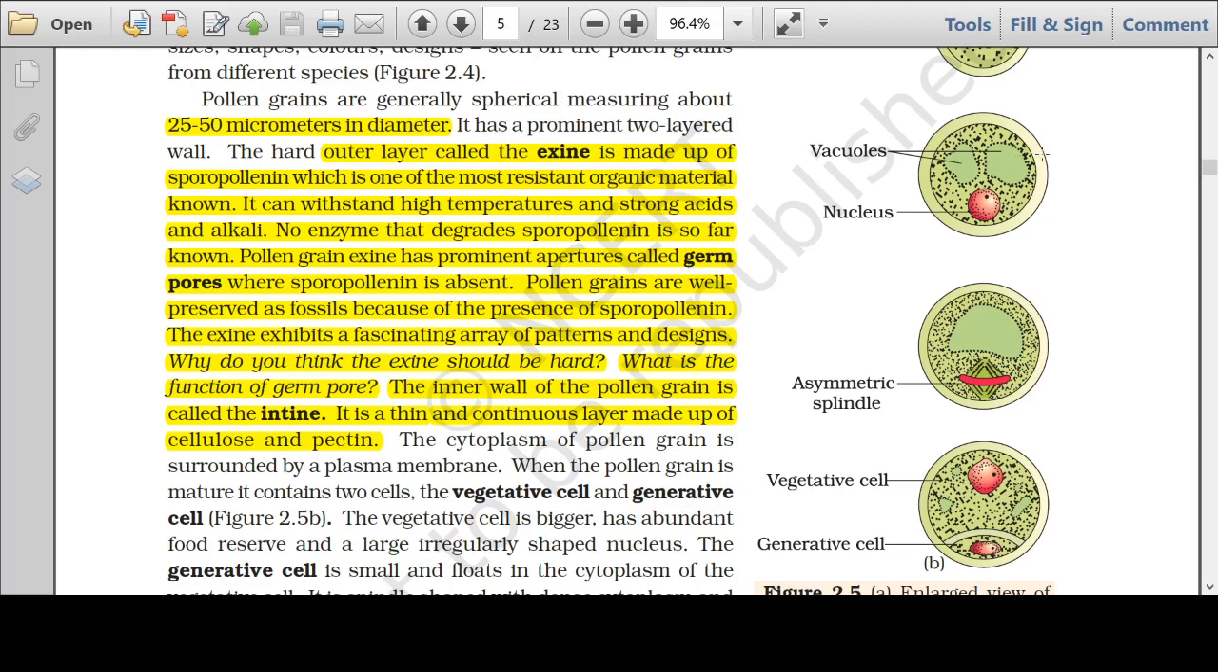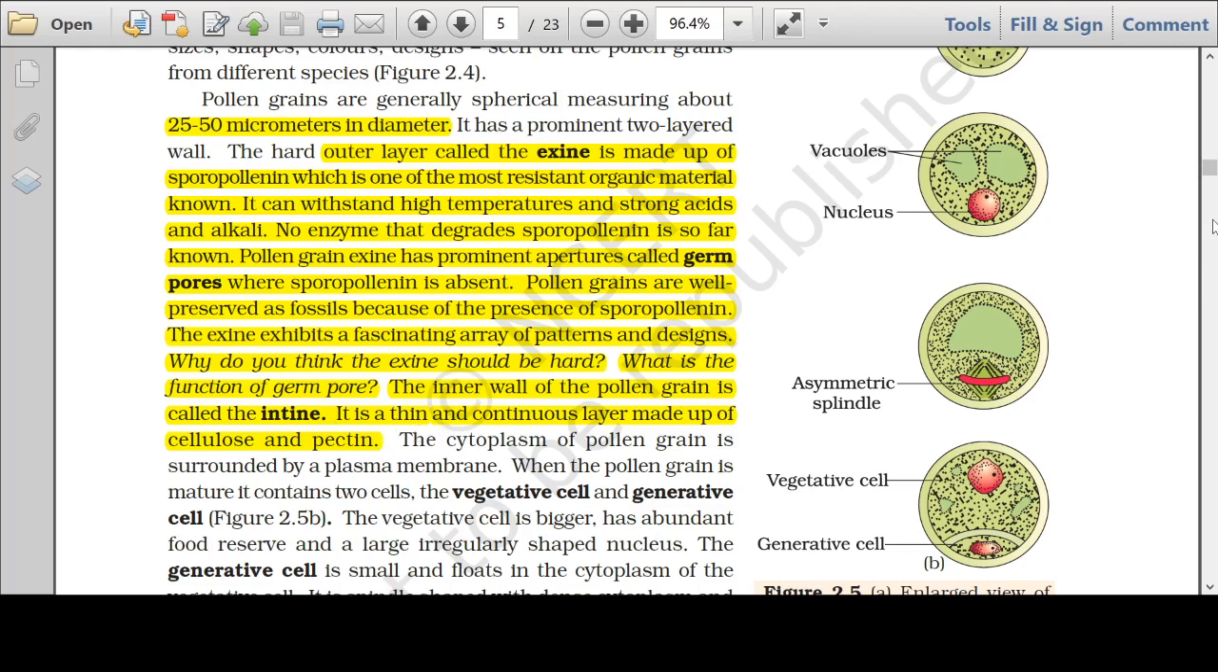Next to the exine is the intine, which is the inner layer. These are the two walls, or the two layers, of a pollen grain: exine, the outer wall, and intine, the inner wall. Intine is thin, continuous, and made of cellulose and pectin, also called pectocellulose.